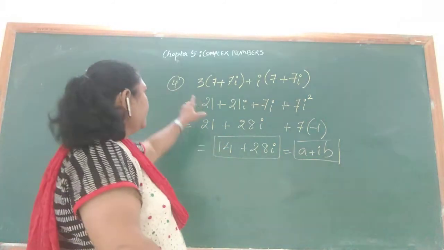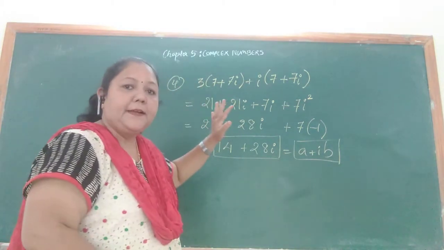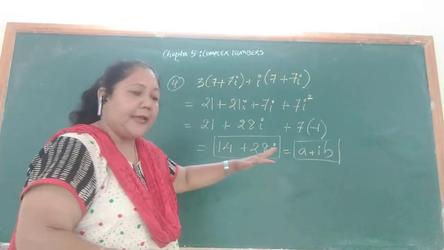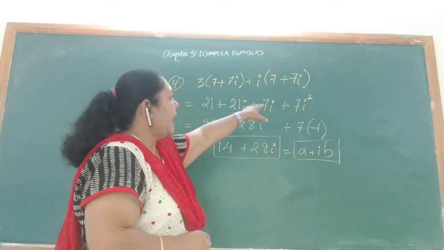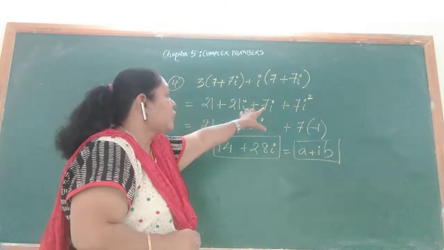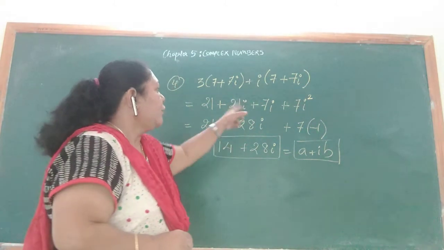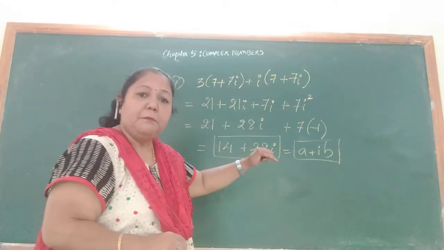So what did I do there? First I multiplied the number which is outside the bracket. I opened the bracket where I had 7i square. I square value was minus 1. So instead of I square I wrote minus 1.